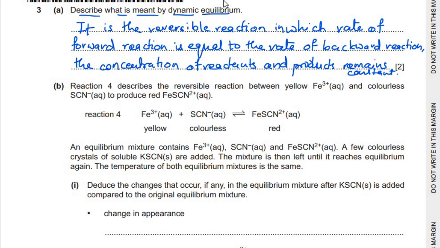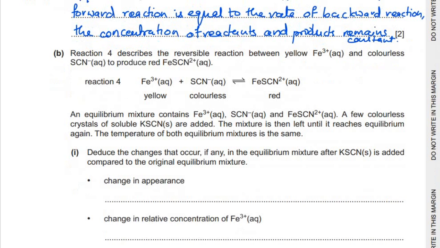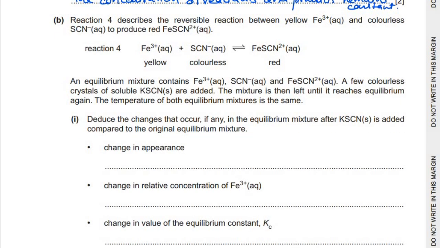That's how we describe dynamic equilibrium. Now let's go ahead with the next part. Reaction 4 describes the reversible reaction between yellow Fe3+ ion and colorless SCN- to produce a red ferric thiocyanate, FeSCN2+ (aq), complex.